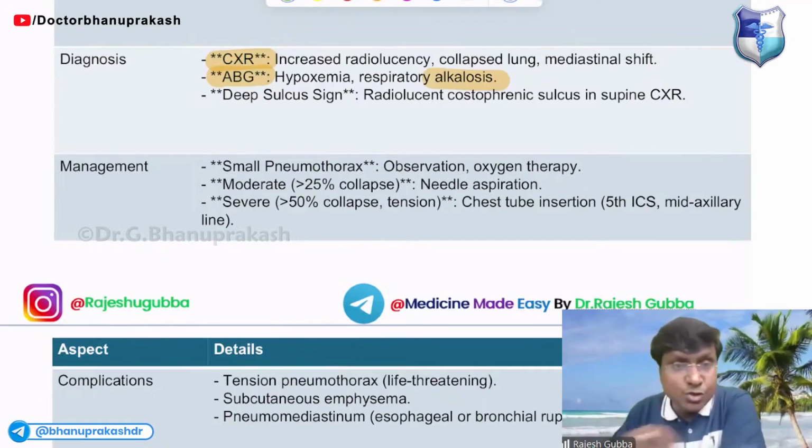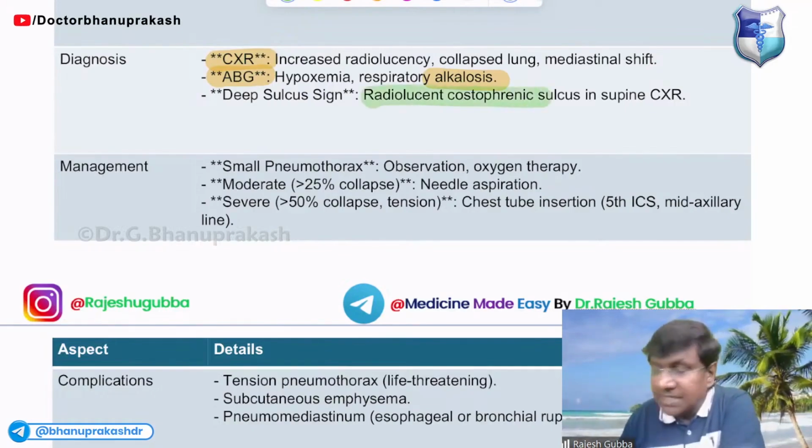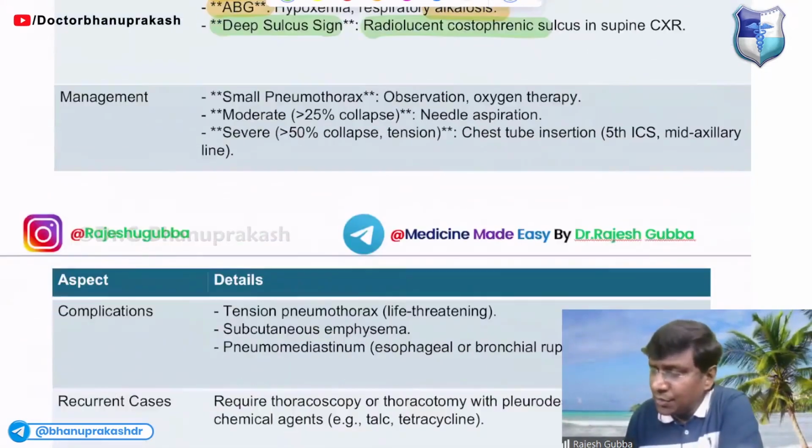And when you take the chest X-ray in supine position, there can be a radiolucent costophrenic angle. That is because of the excessive air in the costophrenic angle. You'll have what is called the deep sulcus sign. Then how do you treat?